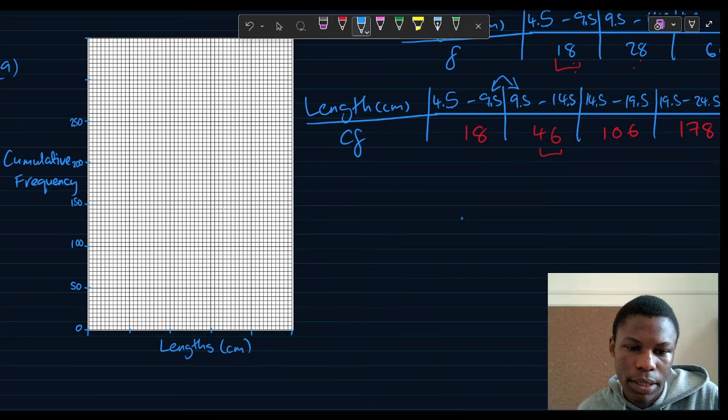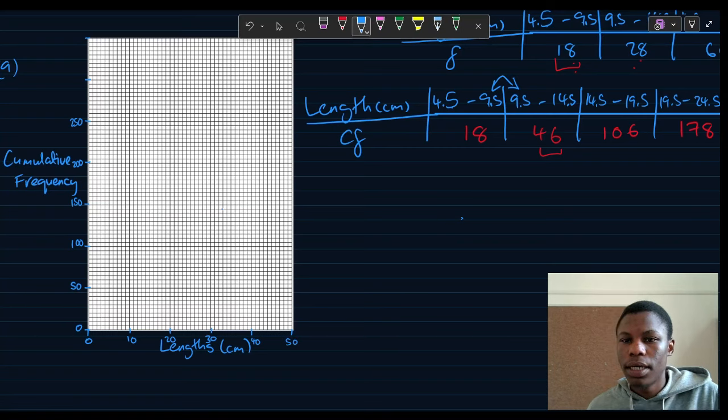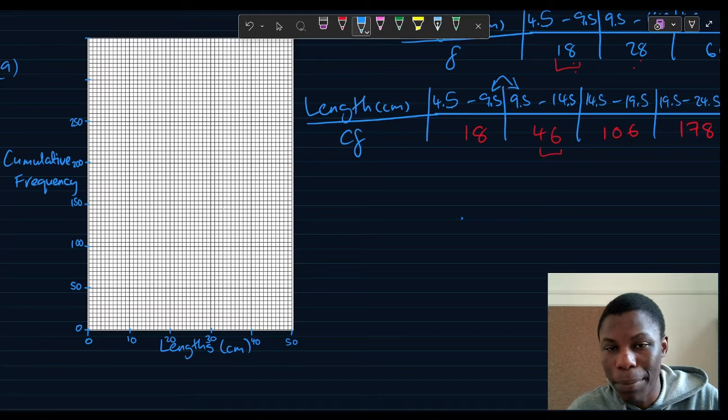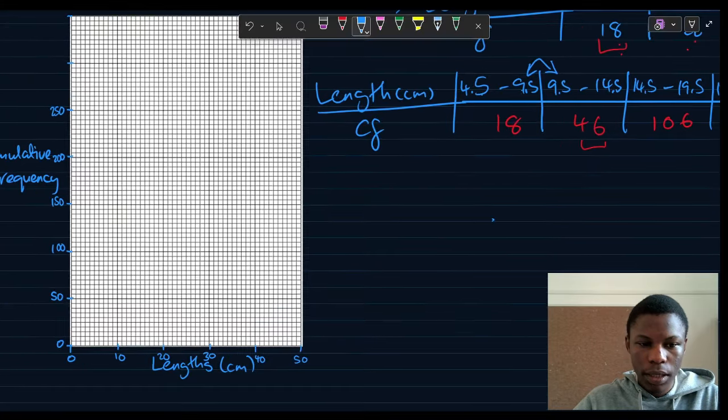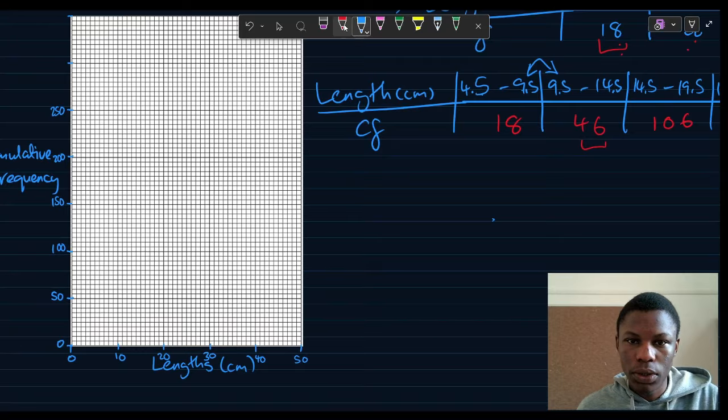10, 20, 30, 40. That seems fine. So we'll use 10, 0, 10, 20, 30, 40, 50. Okay. Now let's plot. Remember, for a cumulative frequency graph, you plot your upper bounds against the cumulative frequency. However, do note that our lengths are actually starting from 4.5. So the first point that I have to plot is going to be 4.5 against a cumulative frequency of 0.